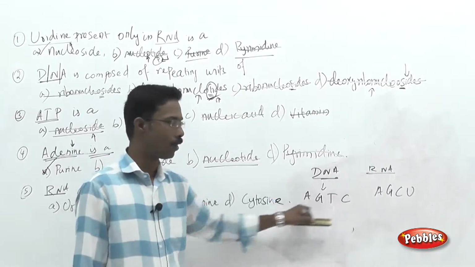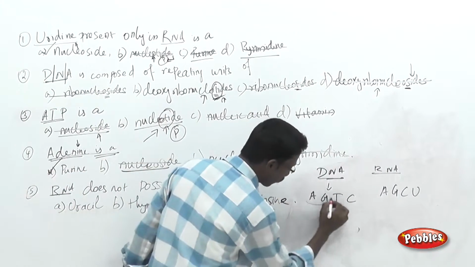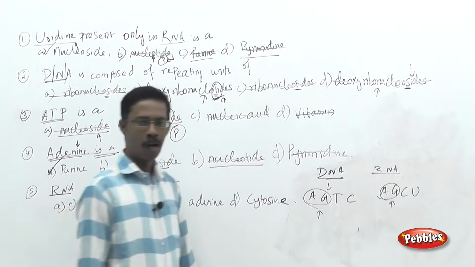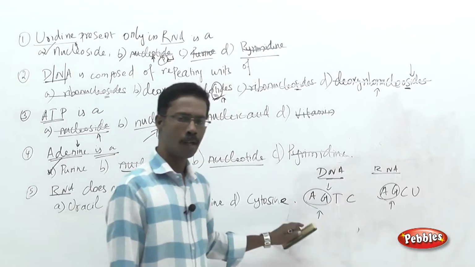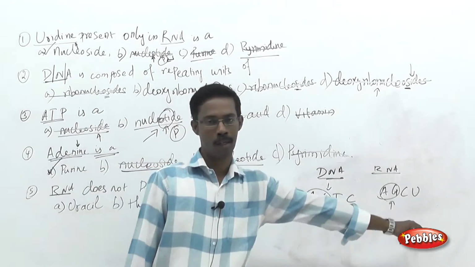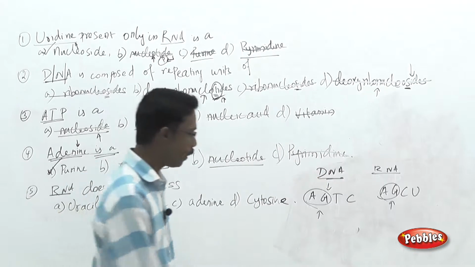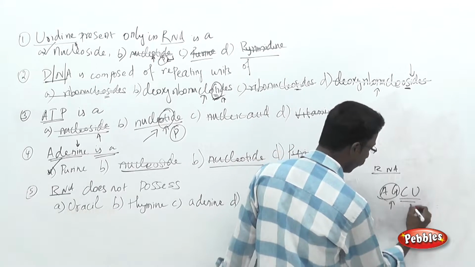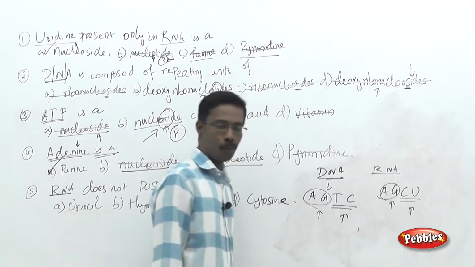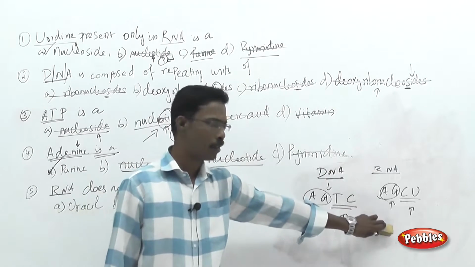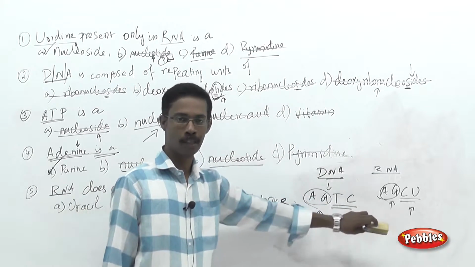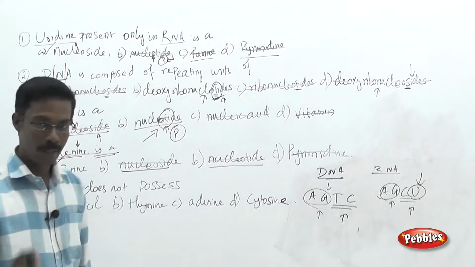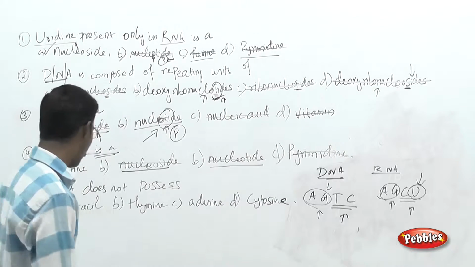Okay, so you can easily see the differences over here. The purines are similar for both DNA and RNA. In both DNA and RNA, the purines are adenine and guanine. But in case of pyrimidines, in DNA, thymine and cytosine. In case of RNA, cytosine and uracil. So over here, the thymine is being replaced by the uracil. Okay. So uracil is only present in RNA. That is the point you have to remember.